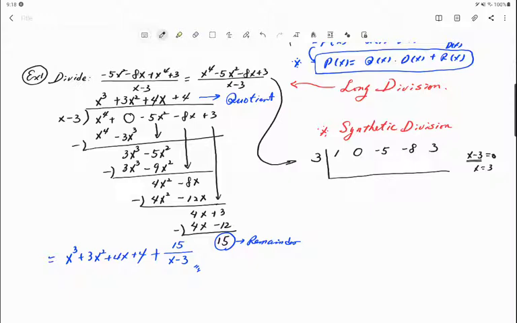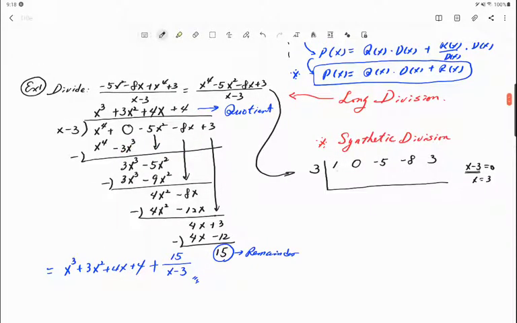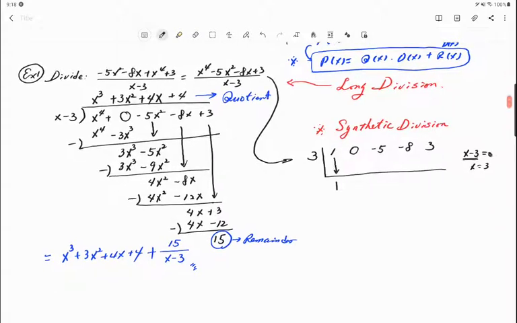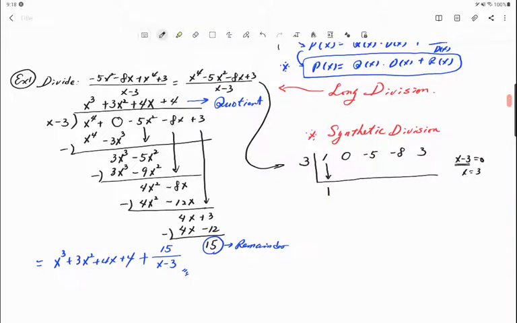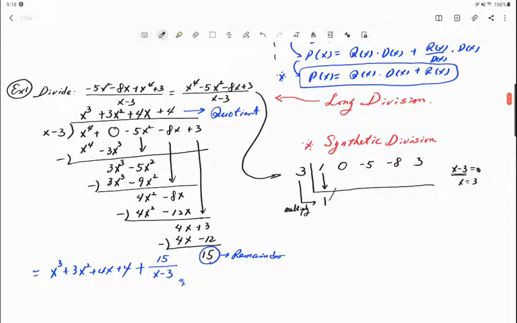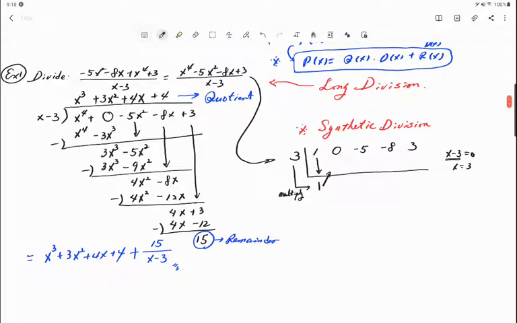Then next, first drop the first one down. So write 1 below the line and then multiply. We multiply these two and write the product in the second line. So 3 times 1 is 3. And then add the column. 0 plus 3 is 3, right? So bring it down.